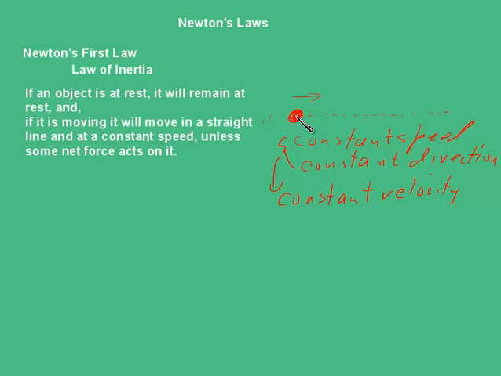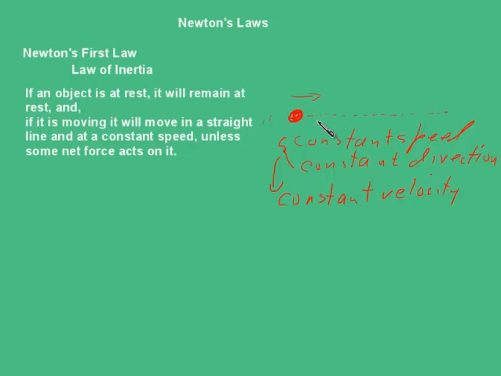If this object isn't moving, the only way you can get it to move is if some net force acts on it. And if it's moving, the only way you can make it speed up or slow down or change direction is to have some net force act on it. As long as the net force is zero, and remember the net force can be zero if one, there are no forces acting on it, or two, if the forces that do act on it cancel out. So if the net force acting on this object is zero and it's at rest, it will remain at rest, and if it's moving, it will move in a straight line and at a constant speed. To get it to change direction or to change speed, some net force has to act on it.